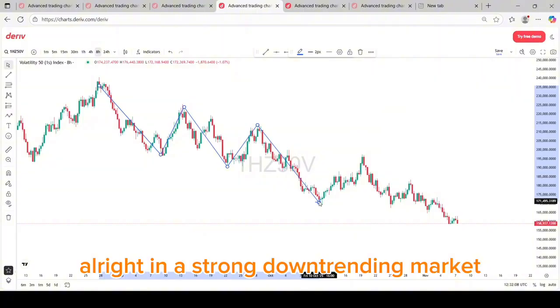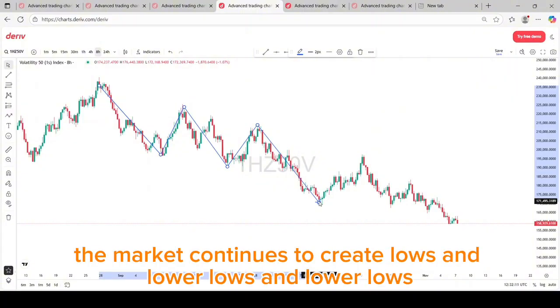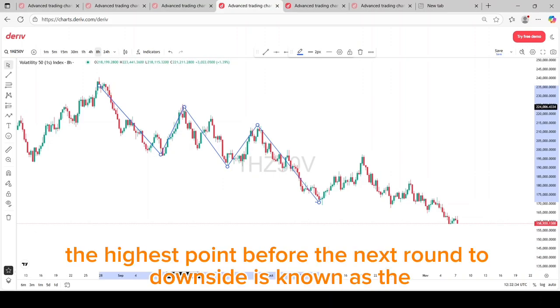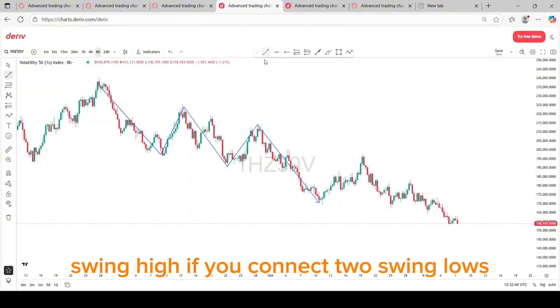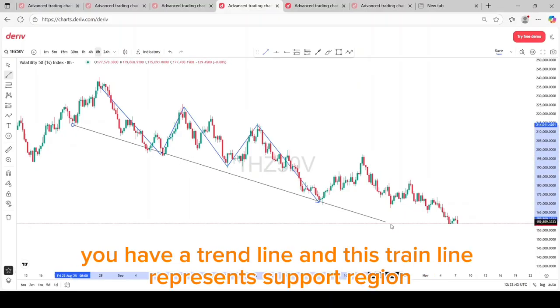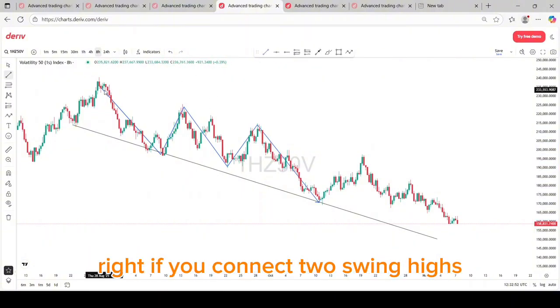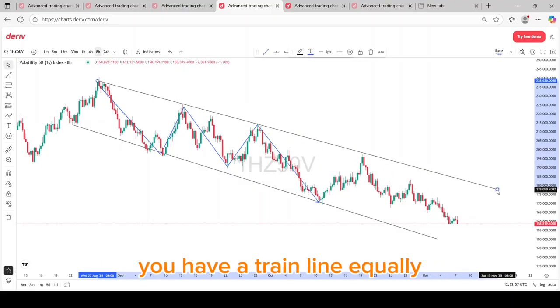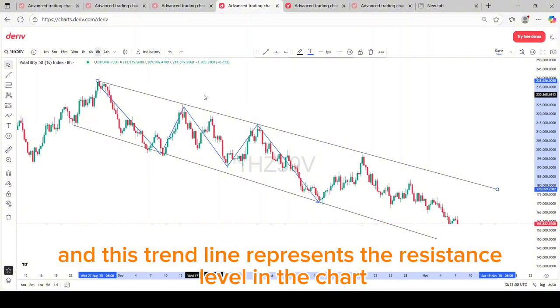In a strong downtrending market, the market continues to create lower lows and lower lows like that. The lowest point before a pullback is known as a swing low, while the highest point before the next run to the downside is known as the swing high. If you connect two swing lows, you have a trend line, and this trend line represents a support region. If you connect the first two swing highs, of course, you have a trend line equally, and this trend line represents the resistance level in the chart.